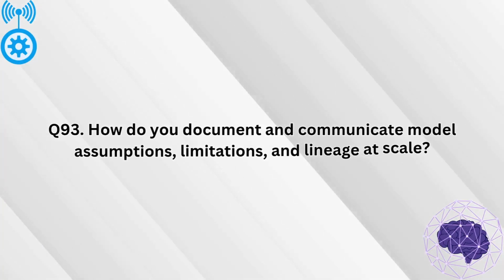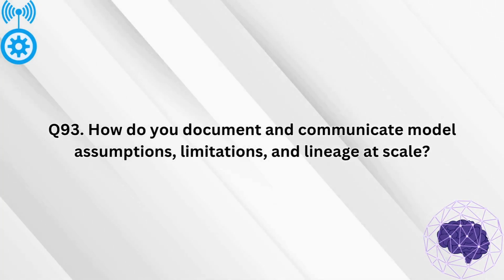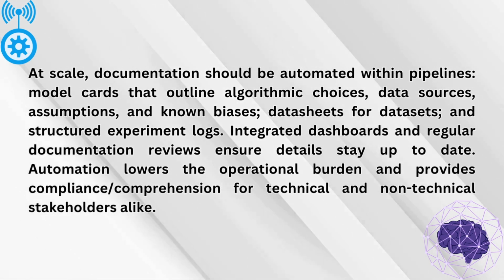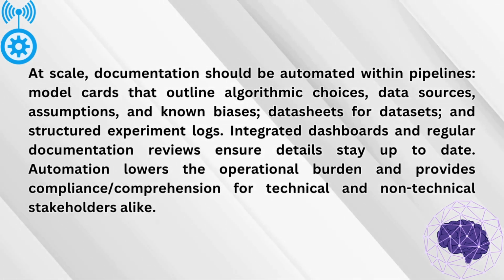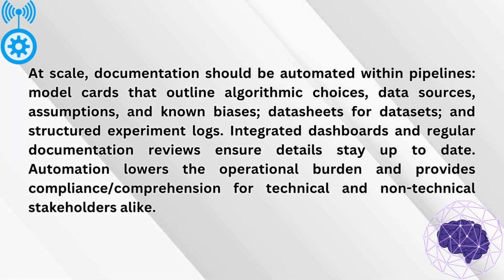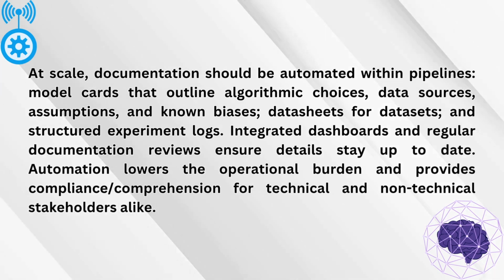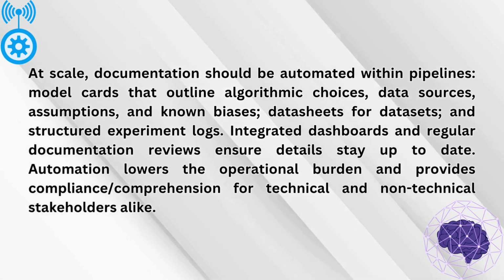How do you document and communicate model assumptions, limitations, and lineage at scale? At scale, documentation should be automated within pipelines. Model cards that outline algorithmic choices, data sources, assumptions, and known biases, data sheets for datasets, and structured experiment logs. Integrated dashboards and regular documentation reviews ensure details stay up to date. Automation lowers the operational burden and provides compliance or comprehension for technical and non-technical stakeholders alike.